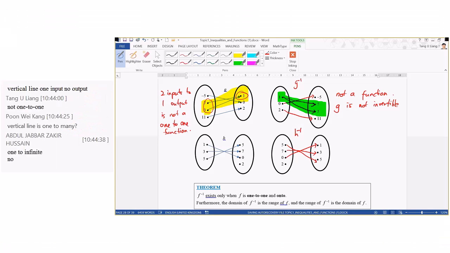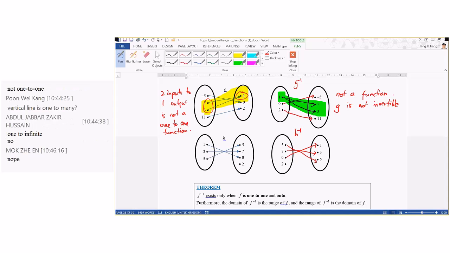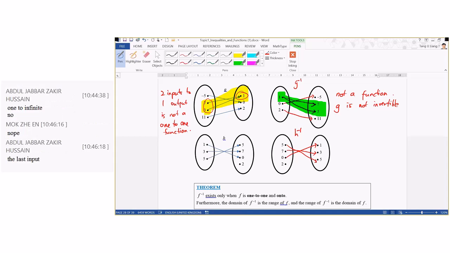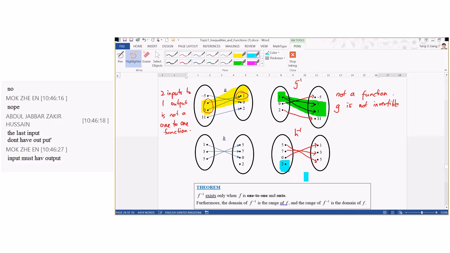Everyone, you notice that the last input, 2, where does it go? I don't know where 2 goes. 2 is an orphan. Input must have an output, that's right. 2 doesn't know where to go. So H inverse, sorry, is not a function, and so H is not invertible.